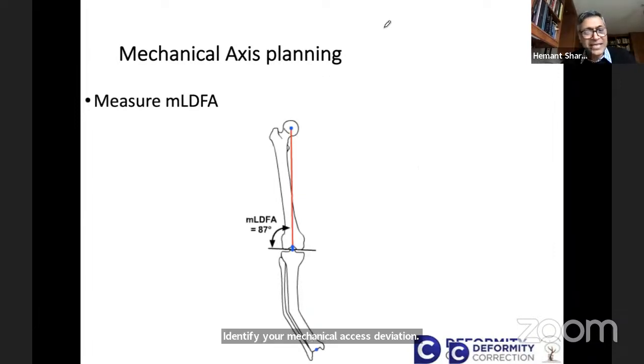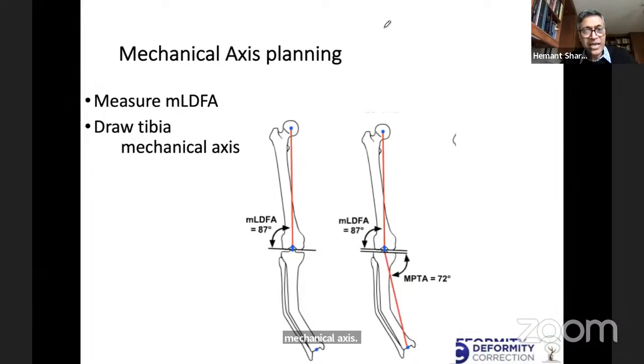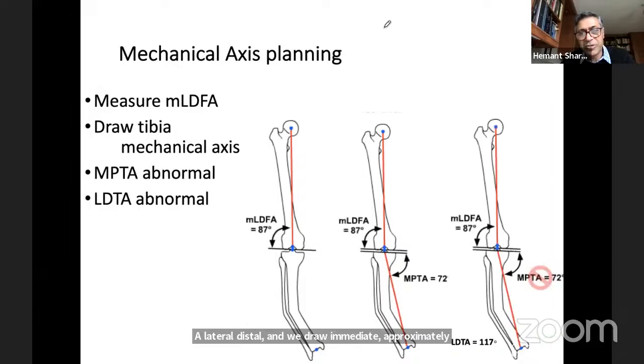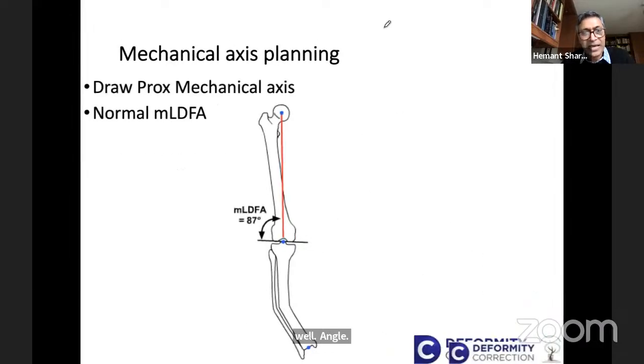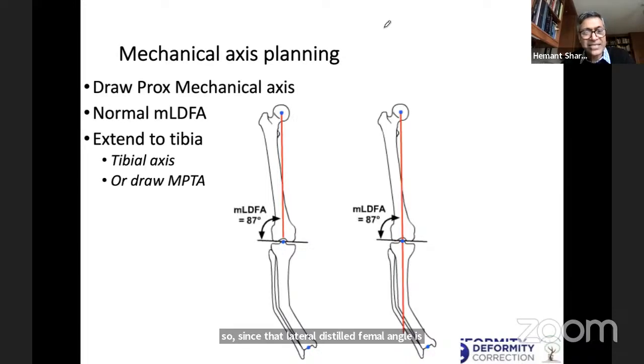Then we draw the mechanical axis lateral distal femoral angle, and we draw a medial proximal tibial angle. And here, clearly the medial proximal tibial angle is abnormal. Since our lateral distal femoral angle is normal, all we can do is extend that line distally. Again, we have to use the average from the other side if we have it available.